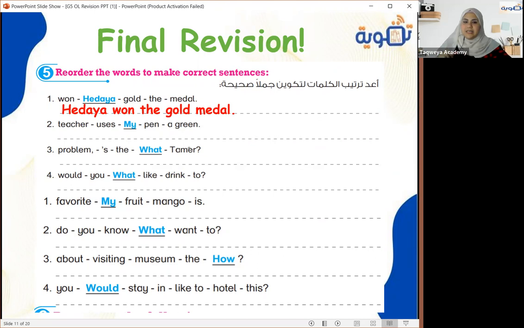Number two, still a sentence starting with my. So my teacher, yes. My teacher what? What does the teacher do? Yes, uses, excellent. Uses a green pen. My teacher uses a green pen.